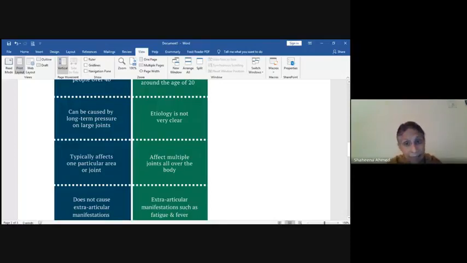Now, pain with movement. What we see is that in rheumatoid arthritis, pain decreases or disappears with movement. Whereas in osteoarthritis, pain increases with movement.